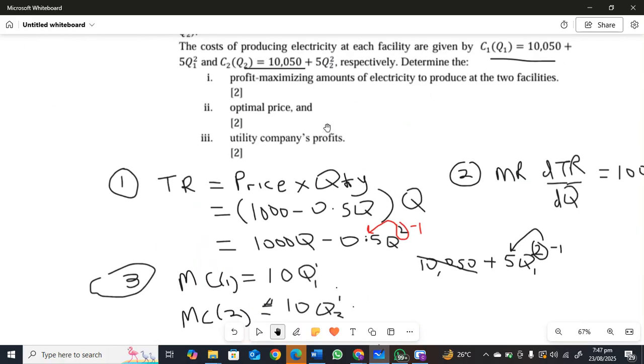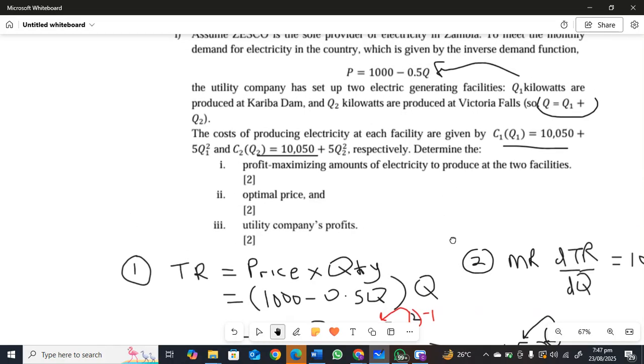Okay, so that's the profit maximizing amount. 83.33 for, is it Victoria? 83.33 for Kariba, 83.33 for Victoria Falls. Then in total, they have to produce 166.67. Okay. For the optimal price, just substitute Q with 166.67.